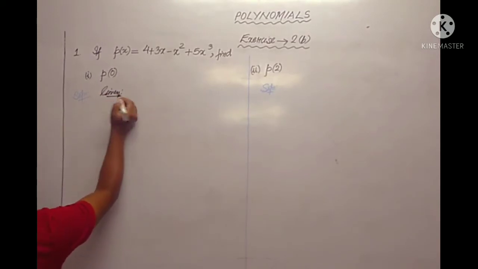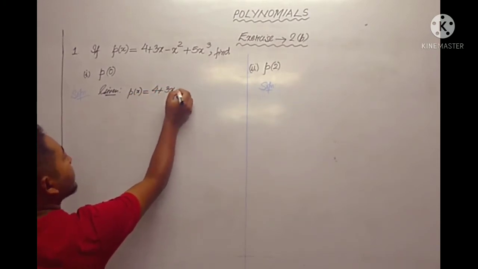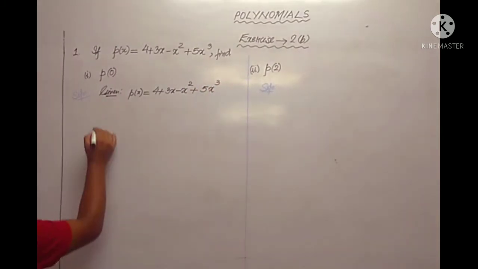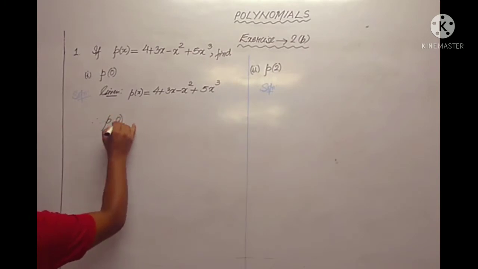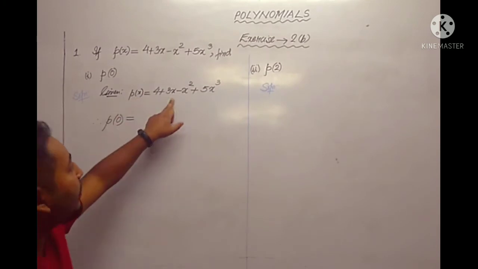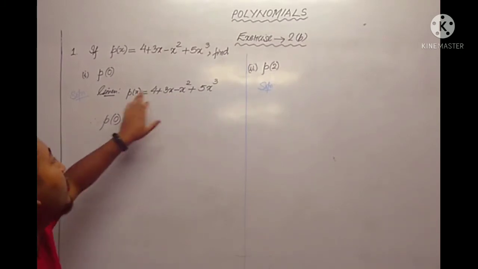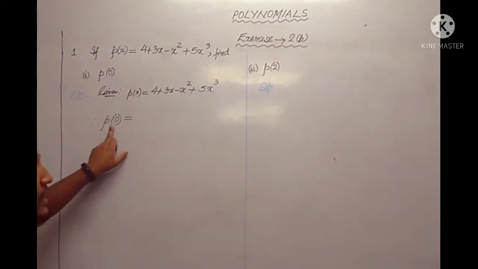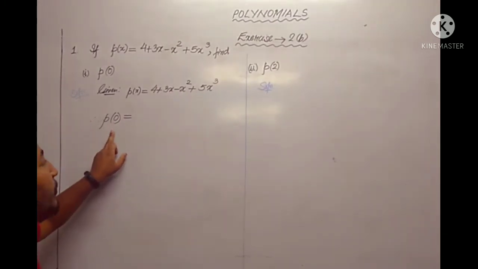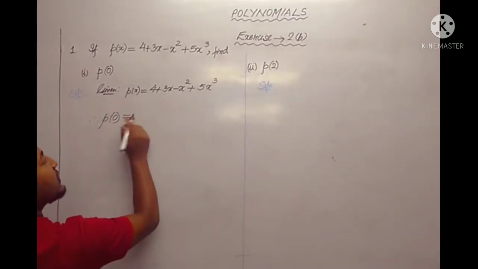Solution. Given, what is given to you? p(x) is given to you: 4 plus 3x minus x square plus 5x cube. Therefore p(0). Now what does it mean? Now see here, you have x here, means this polynomial is in terms of x. That is the meaning of p(x). Now you have p(0), which means in place of x you have to put 0. That means you have to write down this polynomial in terms of 0.